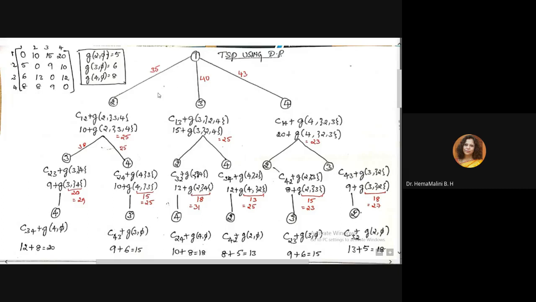Now you take this path. If at all he is taking this path, 1 2 4, remaining city is 3. If he is taking 1 3 2, remaining city is 4. If he is taking 1 3 4, remaining city is 2. If he is taking 1, 4, 2, remaining city is 3. If he is taking 1, 4, 3, remaining city is 2. Okay, so these are the 6 options he is having now.